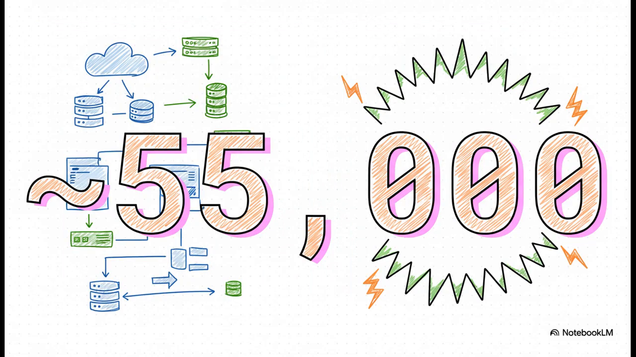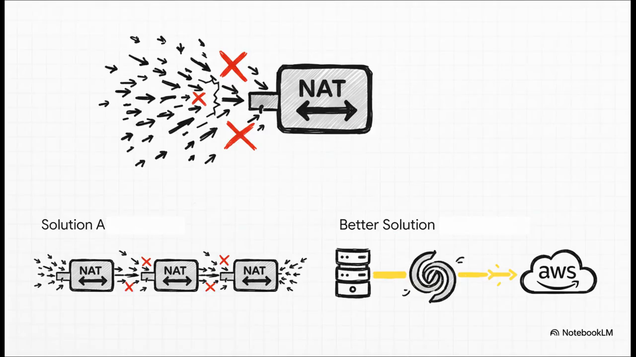Okay, here's another number for you. Roughly 55,000. What do you think this one represents? This isn't about cost, but it's a hard limit that can definitely take your applications down if you're not careful. That number? That's the maximum number of concurrent connections a single NAT gateway can handle before you hit what's called port exhaustion. And the symptoms are just maddening. They're totally intermittent. Random API timeouts, DNS queries that just fail for no reason.